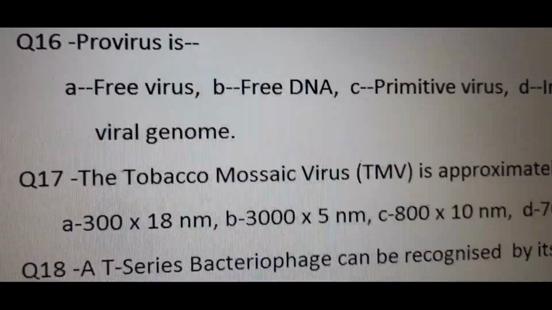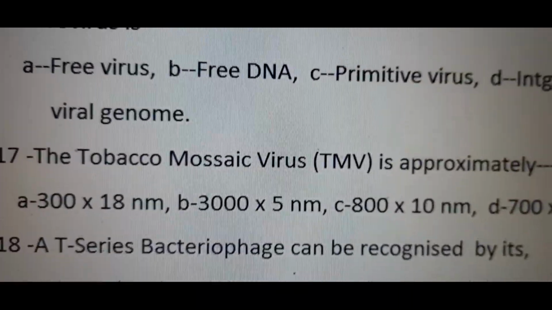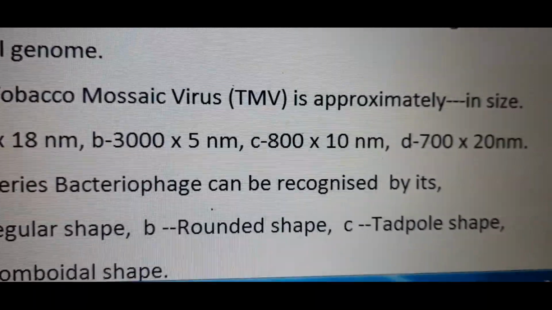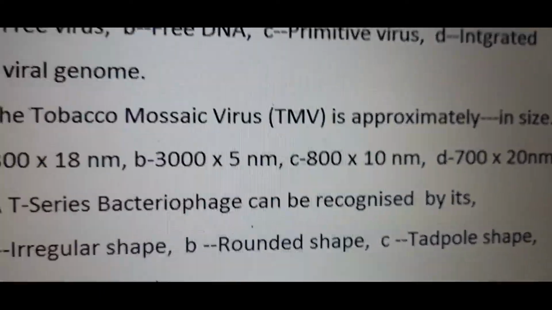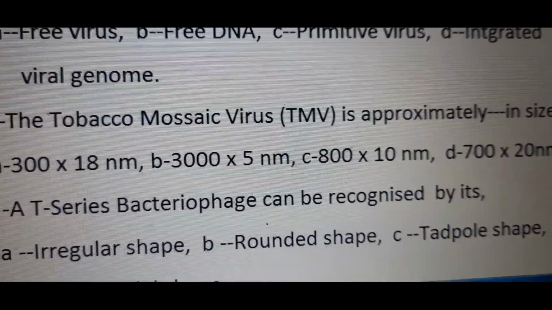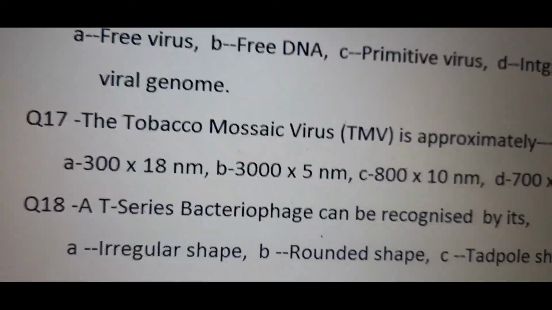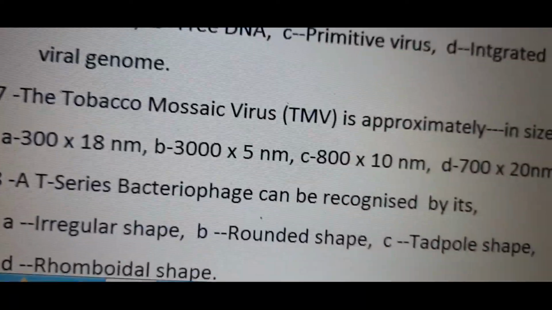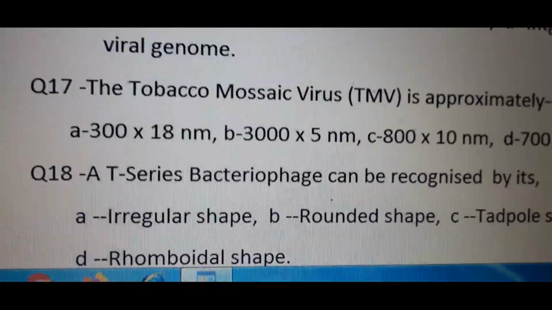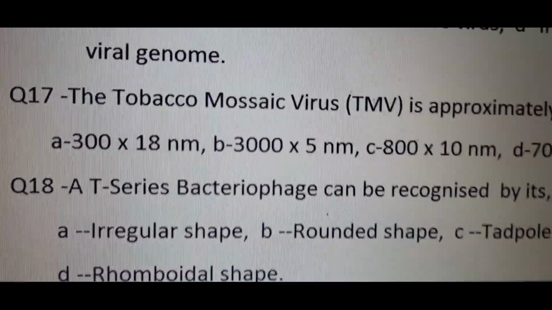Question number 17 reads: the tobacco mosaic virus, TMV, is approximately what in size? TMV is a rod-like structure that has a protein coat called capsid, and inside there is a single-stranded DNA. And this tobacco mosaic virus is approximately 300 into 18 nanometers. A is the answer for this.